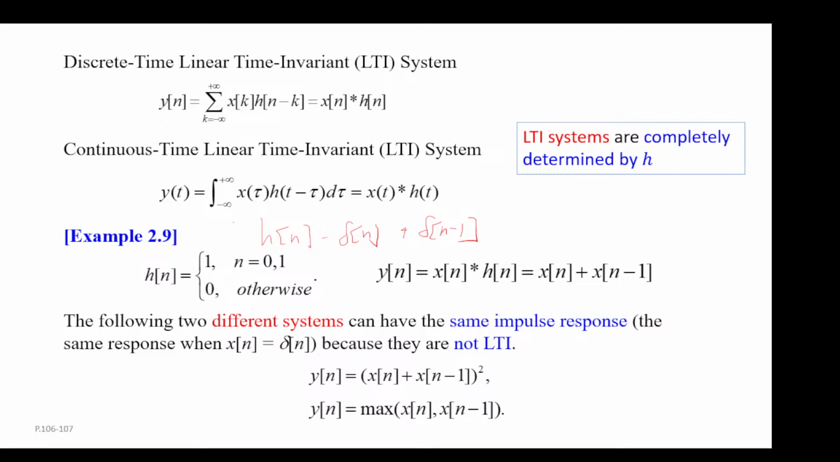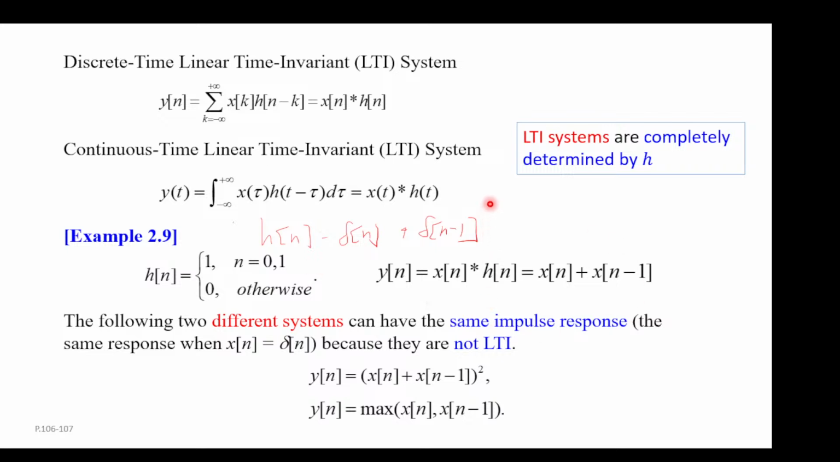Okay, and then your y of n, you can calculate its convolution with h of n, and you will find out that it will be x of n plus x of n minus 1. So this delta of n will give you x of n, and this delta of n minus 1 will give you x of n minus 1. Okay. So if you have an LTI system with this impulse response, then you know that the input and output must be related this way.